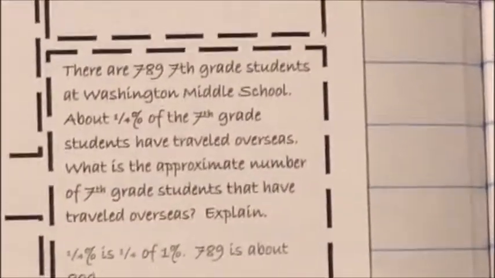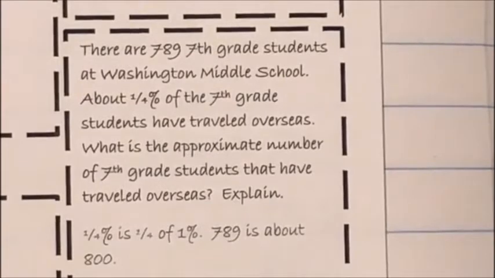The next example says, there are 789 7th grade students at Washington Middle High School. About 1/4% of the 7th grade students have traveled overseas. So 1/4%, a quarter of 1%, have traveled overseas. What is the approximate number of 7th grade students that have traveled overseas? Explain your answer. Well, 1/4% is 1/4 of 1%, right?